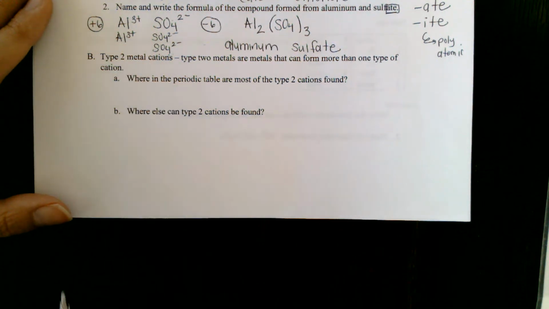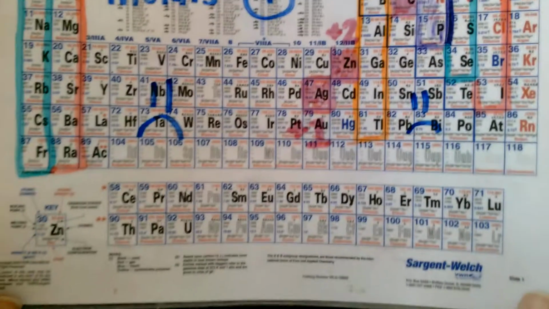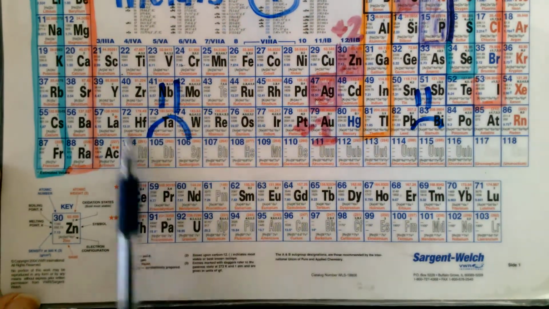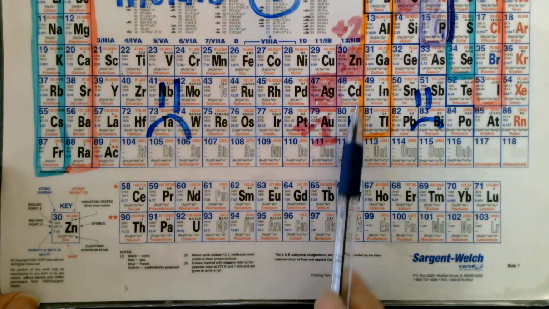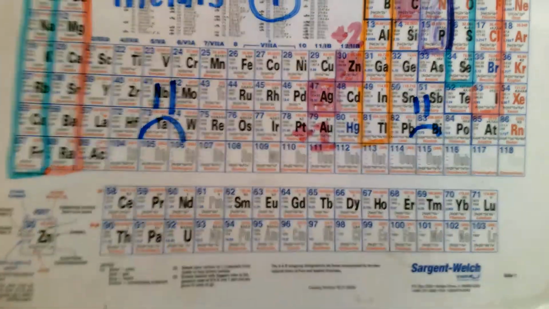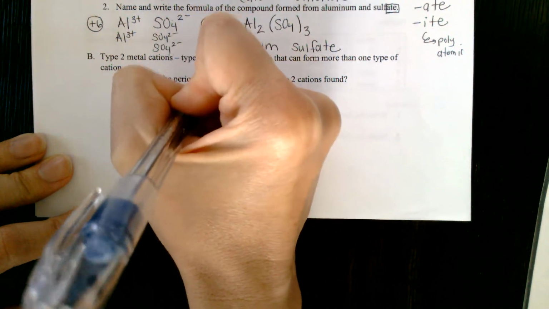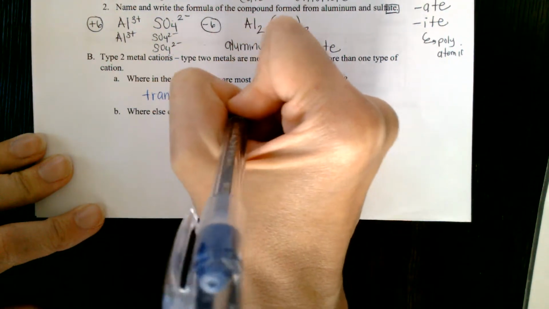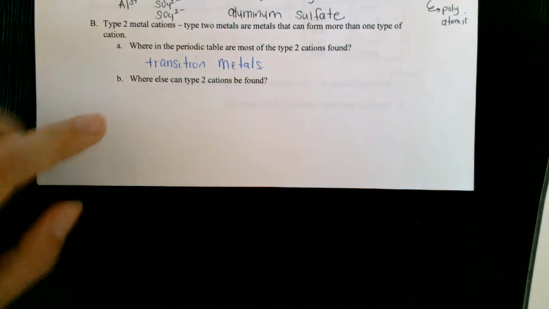So where in the periodic table are most of the type 2 cations found? Remember from the last lesson, most of our type 2s are found right here. They're going to be in our transition metal area. So they are mostly transition metals. So where else can we find them?